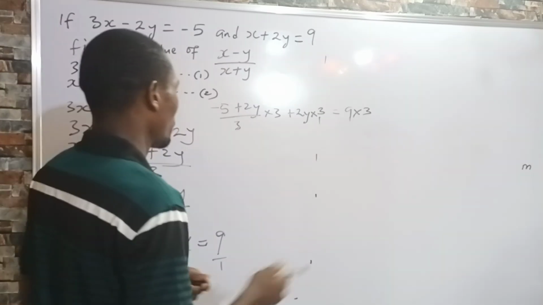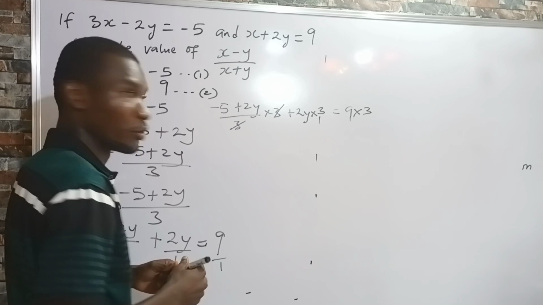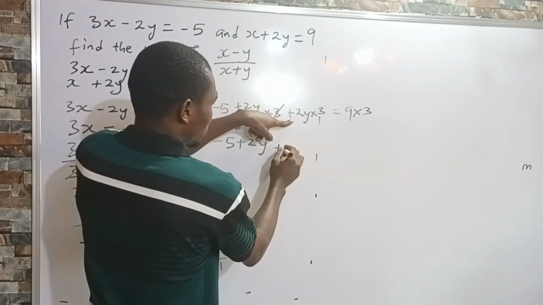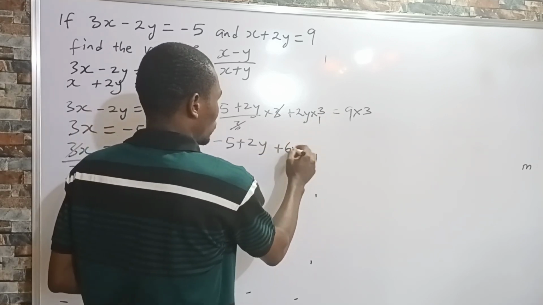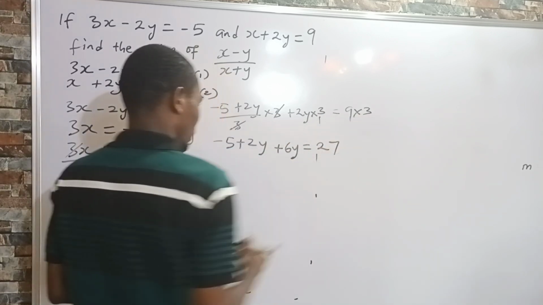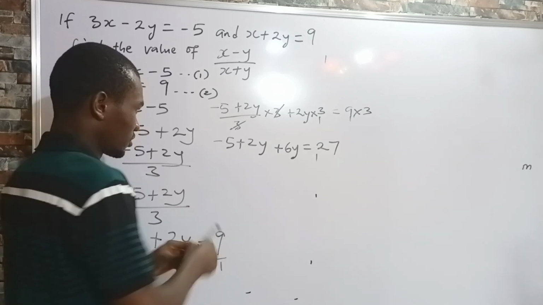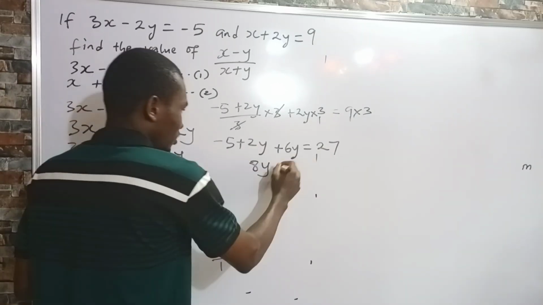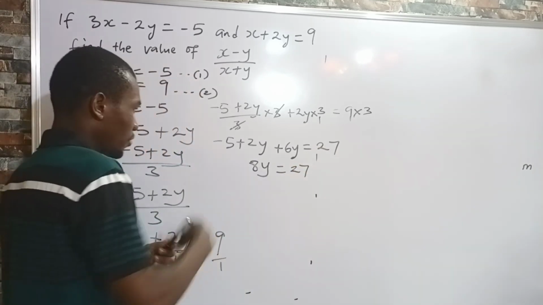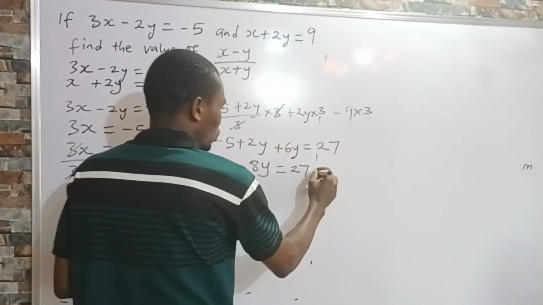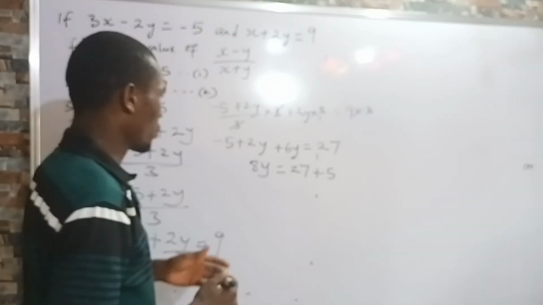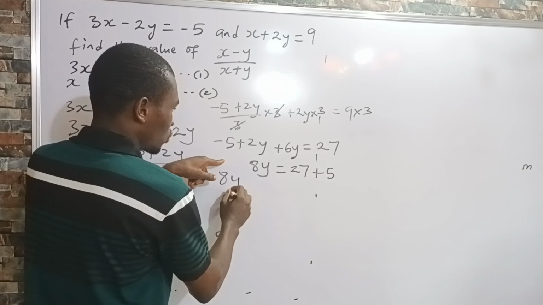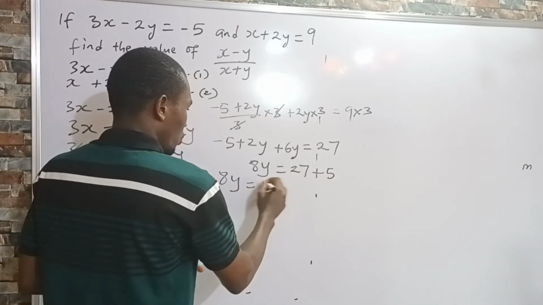Let's solve further. 3 will cancel out 3 because it's multiplication, and I'm left with negative 5 plus 2y. Then 2y times 3 will give us 6y. That is equal to 9 times 3, which gives us 27. Let us collect the like terms. 2y plus 6y gives us 8y, equal to 27. If I take this negative 5 to the right hand side, it will change to positive 5. If you don't want to do it that way, just add 5 to both sides of the equation. Then we have 8y equal to 27 plus 5, which gives us 32.